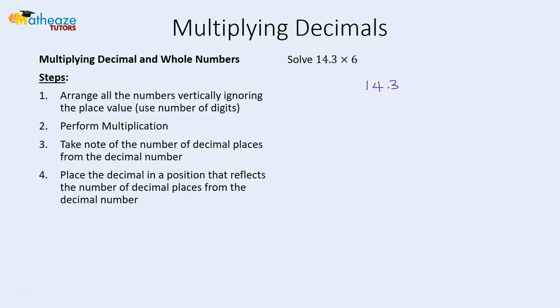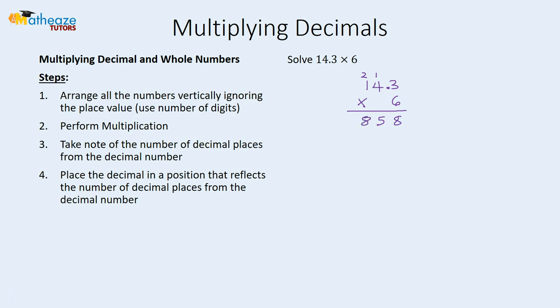So we have 14.3, so we have a decimal point here, and then we have 6 right here. We carry out our multiplication like you would normally carry the multiplication. So 3 times 6, you have 18, you have 8 right here, you bring a 1 here. 4 times 6, 24, plus 1, 25, you have a 5, then you bring a 2 here. 1 times 6, 6 plus 2, 8.